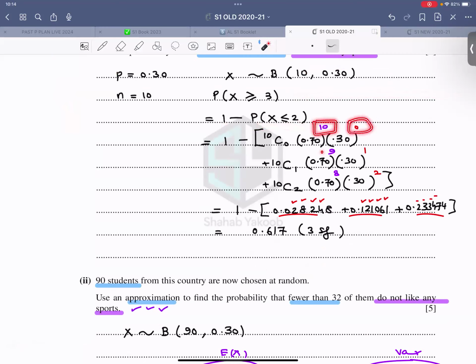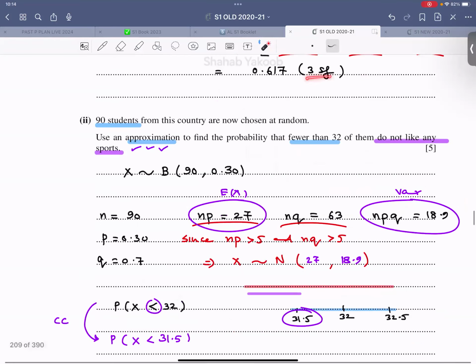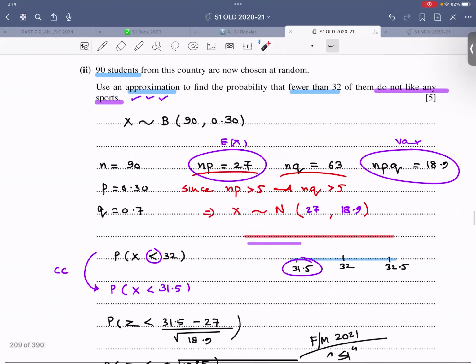Make sure that these powers add up to the number of trials. It's a good idea, if you have time, to write these separately, or even if you show this much of working, I think that's good enough. But it's better to be safe than sorry. Write down these 3 also. Final answer, 3SF. Now a question about normal approximation to binomial.